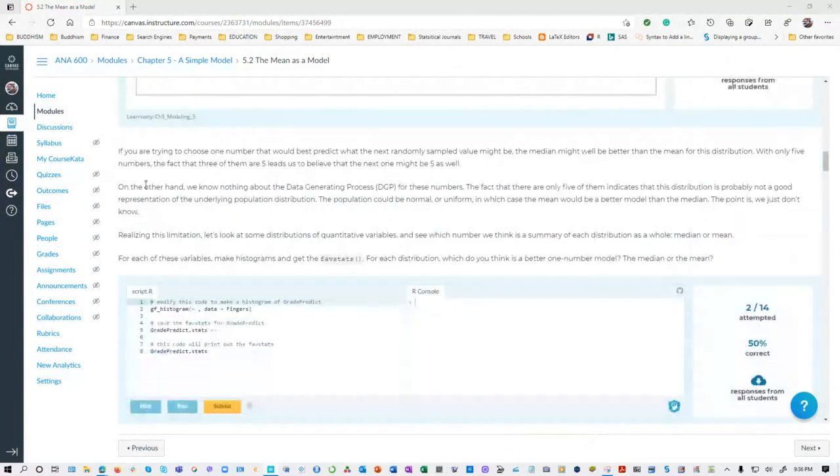Now they were saying that, on the other hand, we know nothing about the data generating process for these numbers. We don't know where these numbers are coming from. The data generating process means the whole population, not the sample, how its histogram looks. The fact that there are only 5 of them indicates that this distribution is probably not a good representation of the underlying population distribution. The population could be normal or uniform, in which case the mean would be a better model than the median. The point is we just don't know.